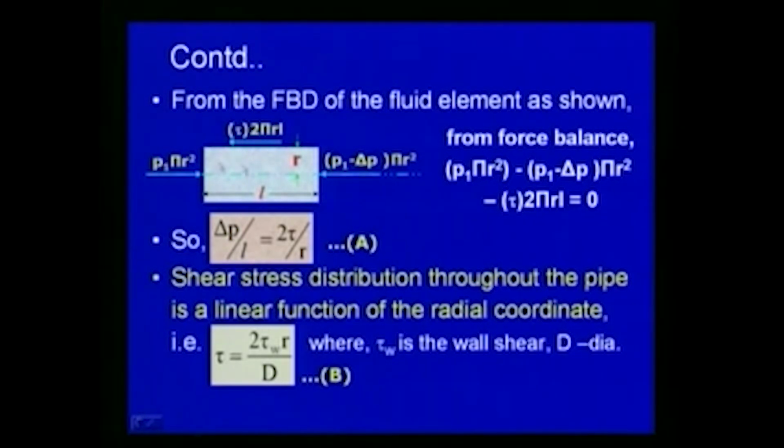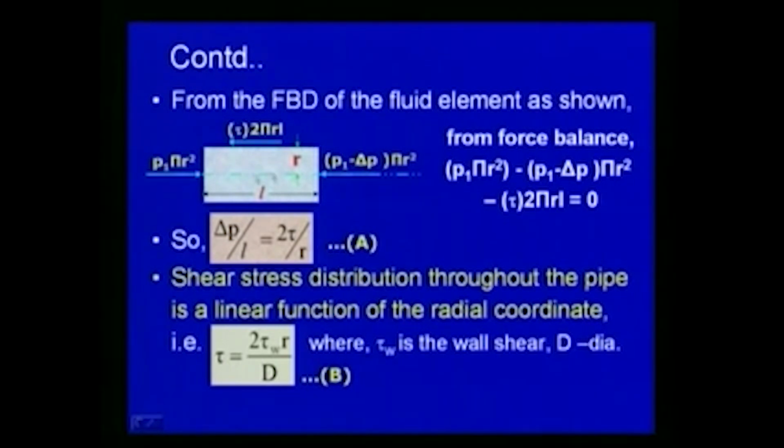So, from the free body diagram, we can write the force on this fluid element: P1 into pi r square, minus (P1 minus delta P) into pi r square, minus in the other direction the shear force, tau into 2 pi r l. So, that should be equal to 0. This we can write from Newton's second law, equating the algebraic sum of the forces.